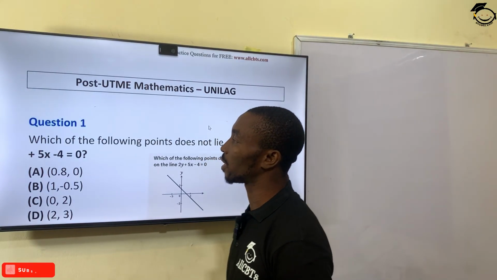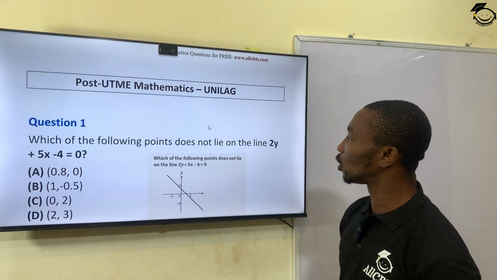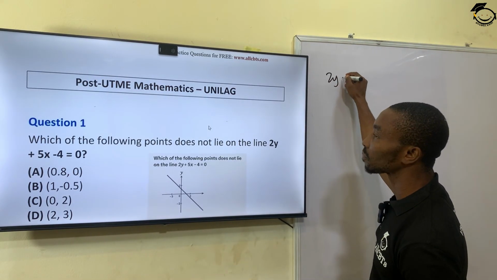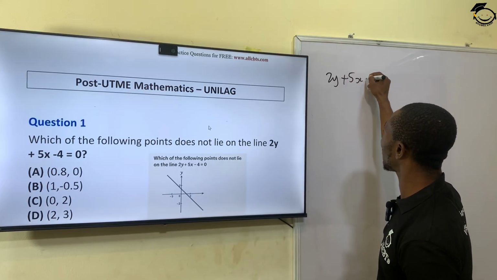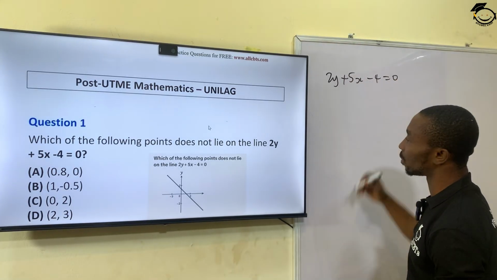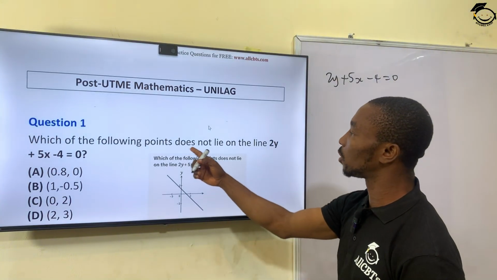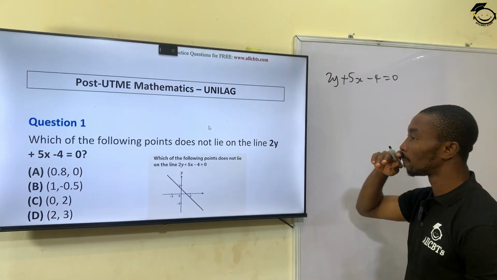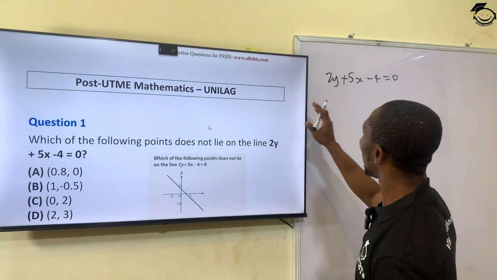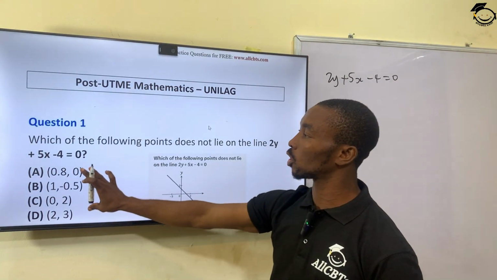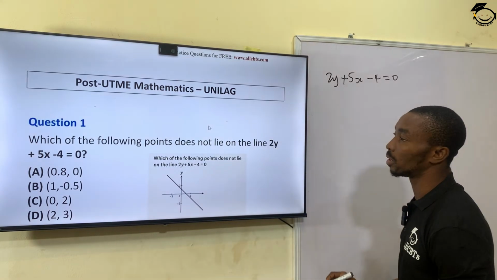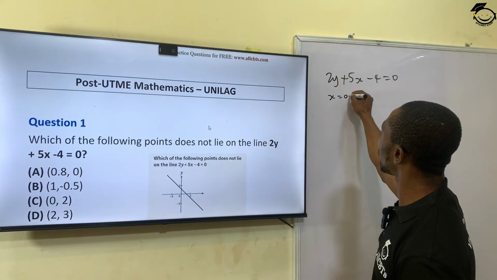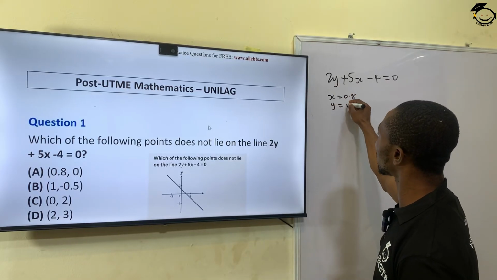Now, our first question says, which of the following points does not lie on the line 2y plus 5x minus 4 equals 0? We have to note that it does not lie on the line. In order to get our option, we have to test each of these options in our equation. Starting with option A, we have x as 0.8 and y as 0.